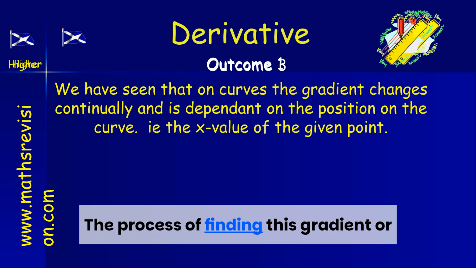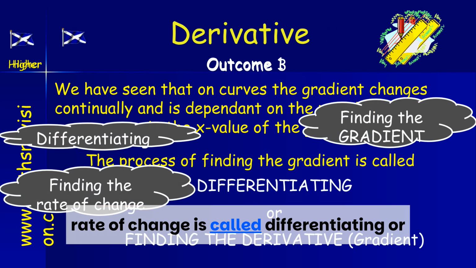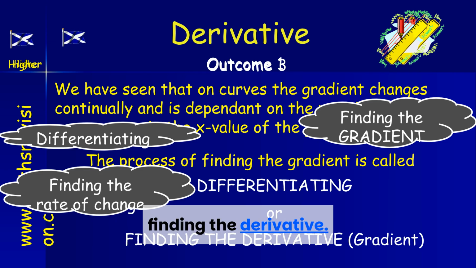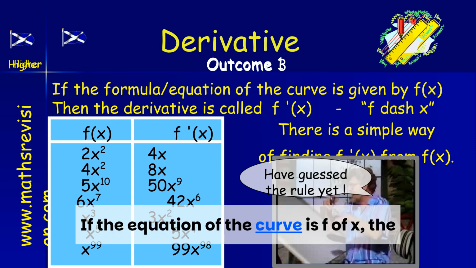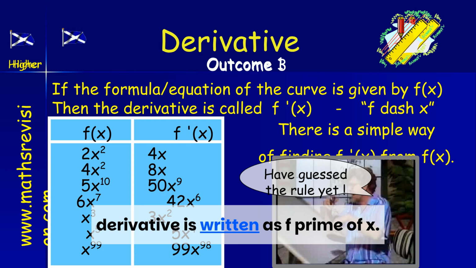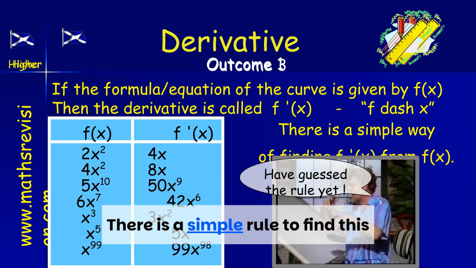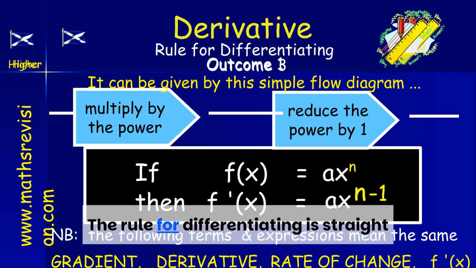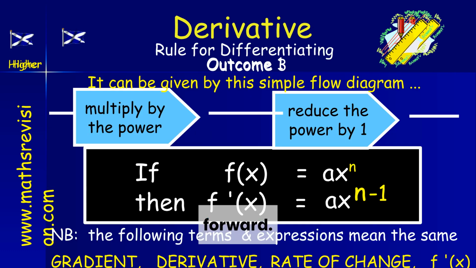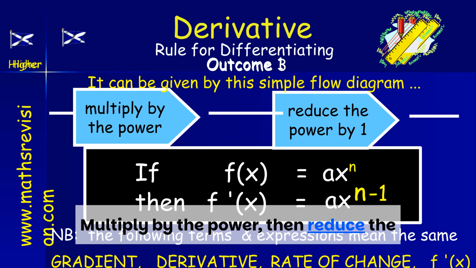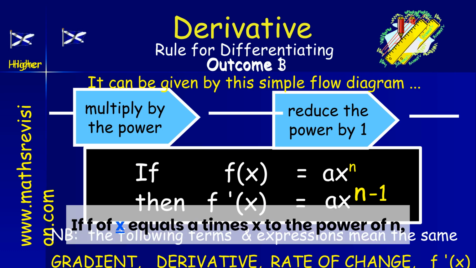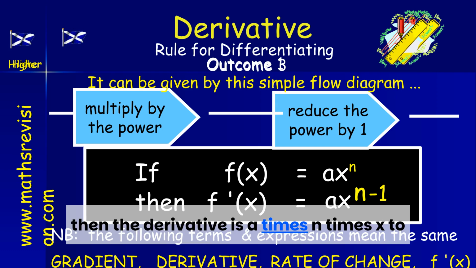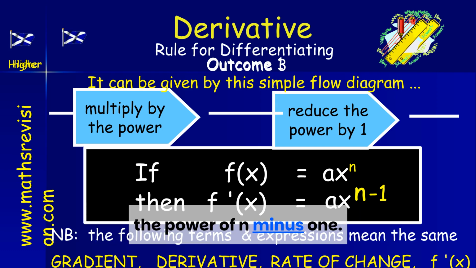The process of finding this gradient or rate of change is called differentiating, or finding the derivative. If the equation of the curve is f of x, the derivative is written as f prime of x. There is a simple rule to find this derivative from the original function. The rule for differentiating is straightforward. Multiply by the power, then reduce the power by 1. If f of x equals a times x to the power of n, then the derivative is a times n times x to the power of n minus 1.